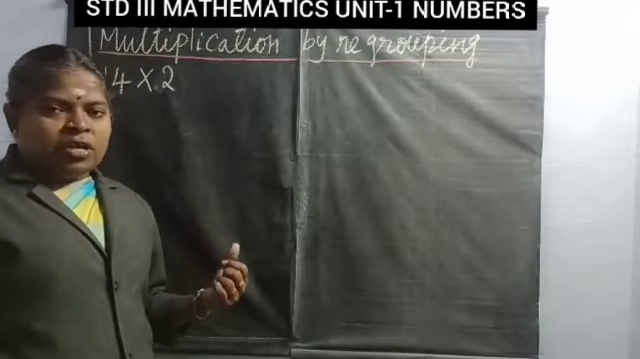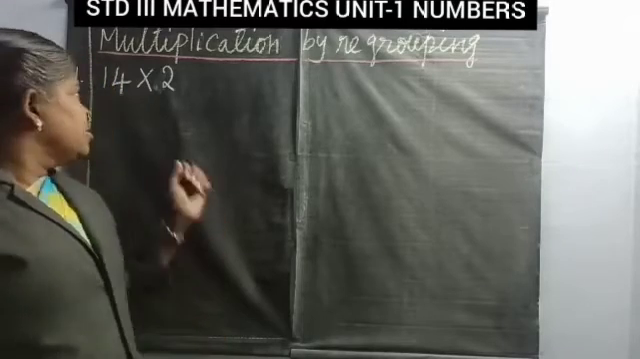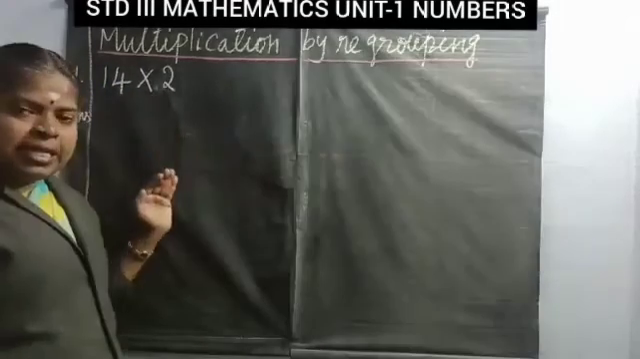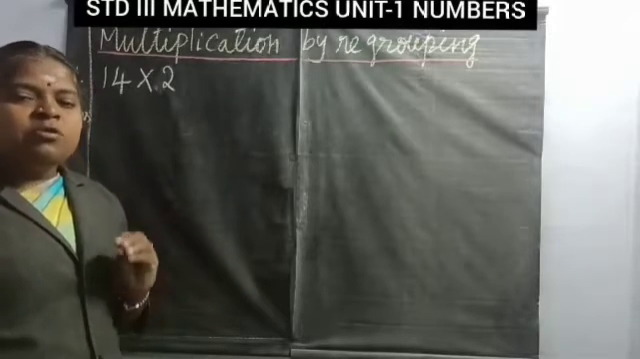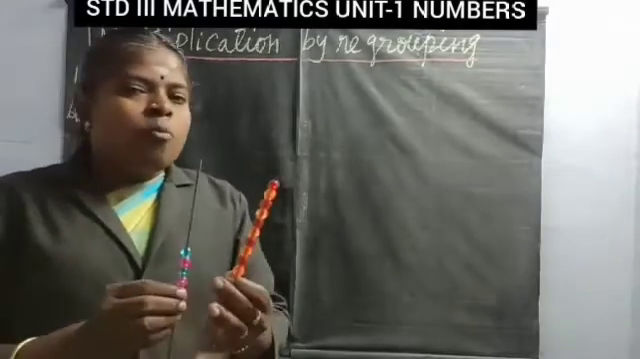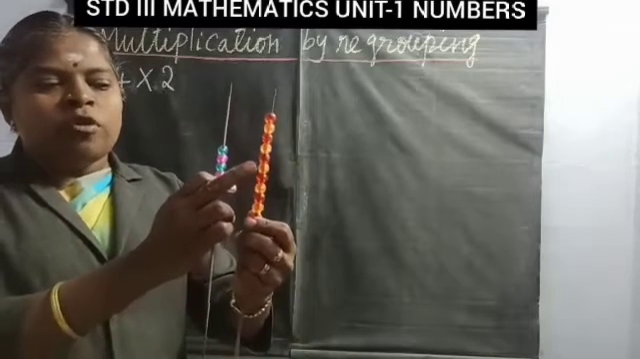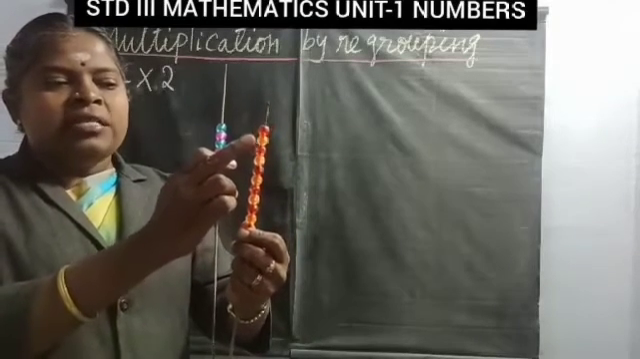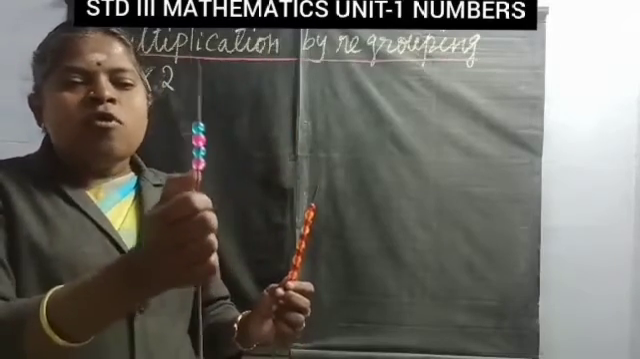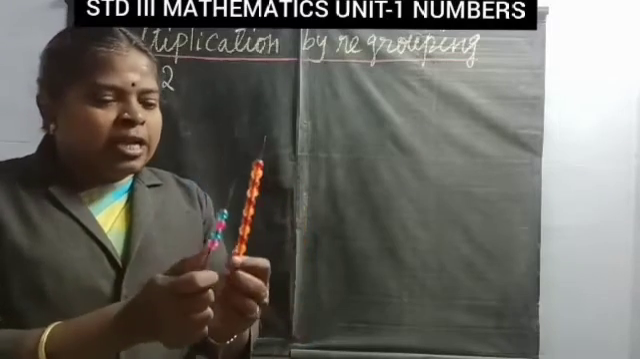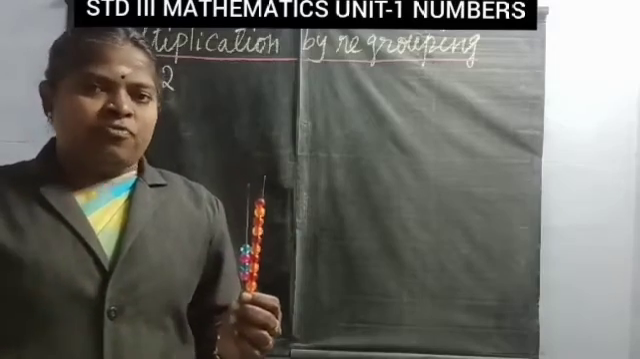Children, now we can do multiplication by using regrouping method. Here 14 into 2, that is 2 times 14. We want to add 2 times 14. Look at here. How many beads are here? 10 beads. 1, 2, 3, 4, 5, 6, 7, 8, 9, 10. 1 ten plus 4 ones plus 4 ones. Totally 14. So we want to add 14 plus 14.